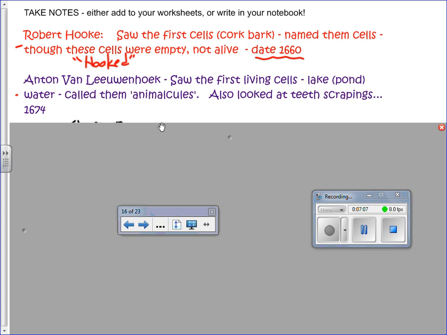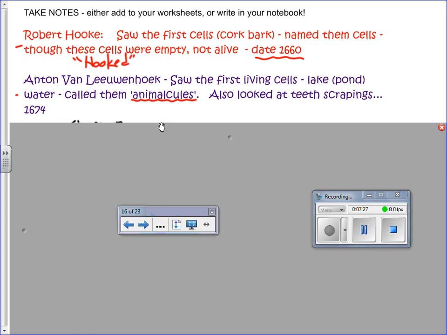So he saw the first single-celled living things, which he called animalcules, which I always liked that name just because it's very strange. It just means little teeny tiny animals. So he sees these little living things, just like you guys are seeing in your pond water, and he calls them animalcules. And then he looked at everything he could think of.